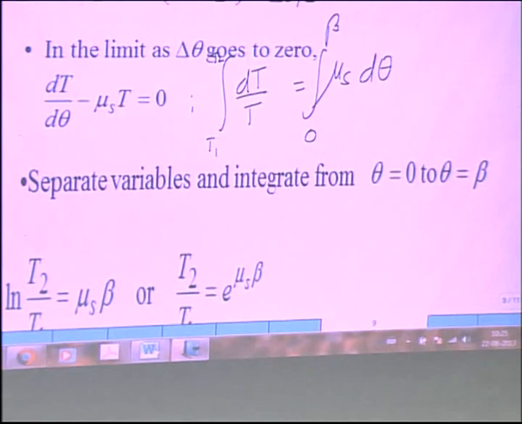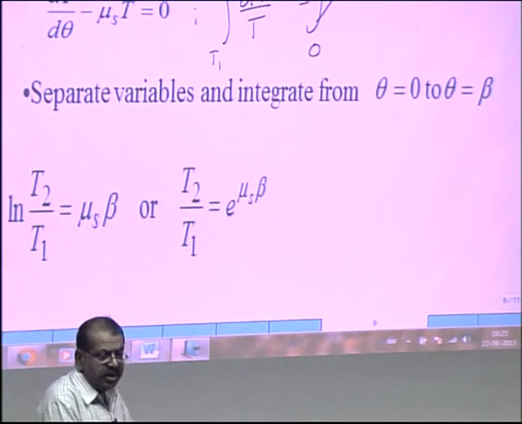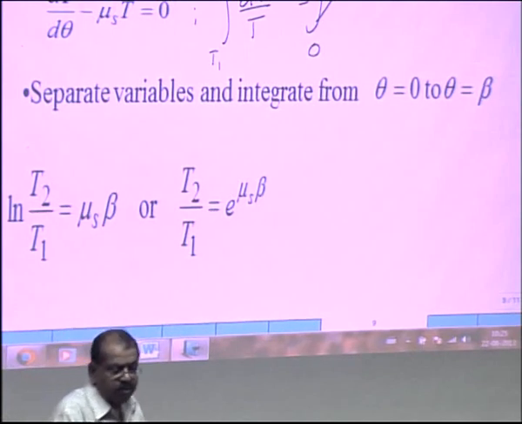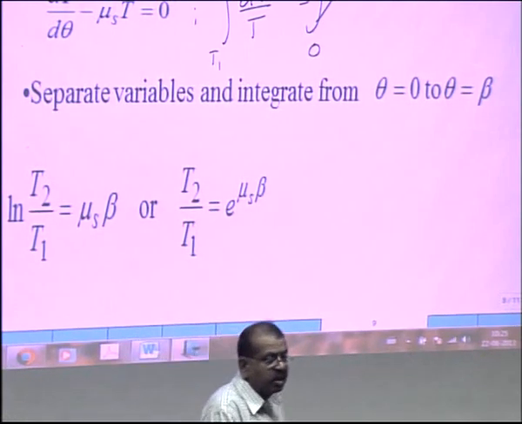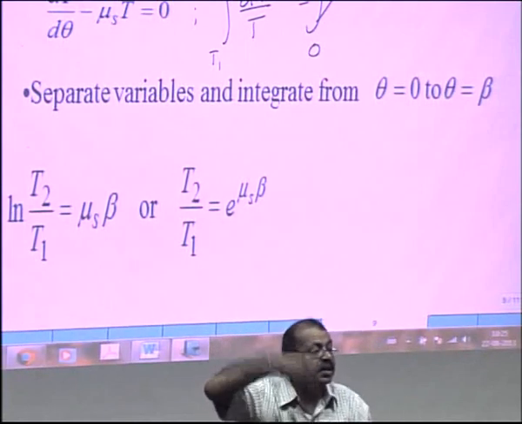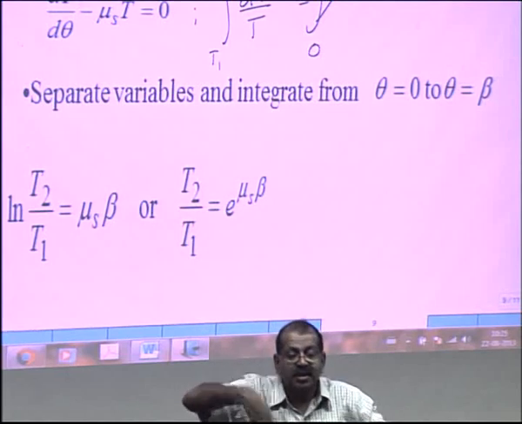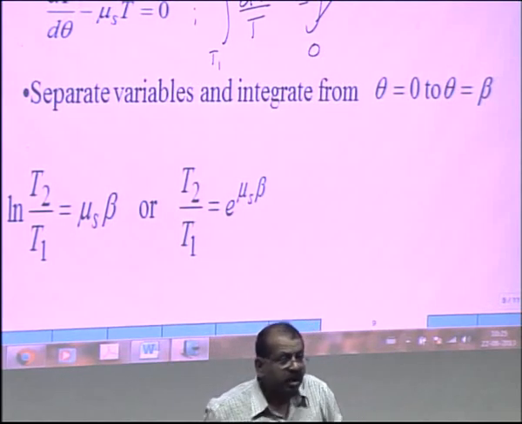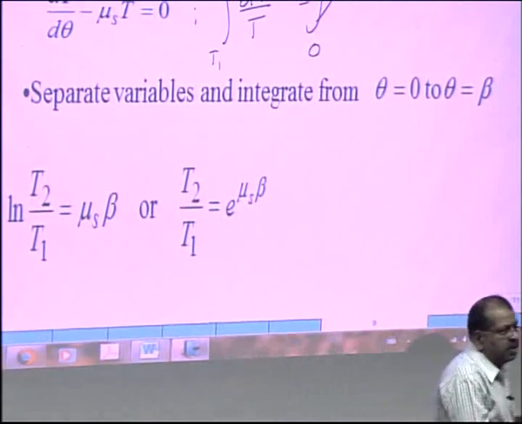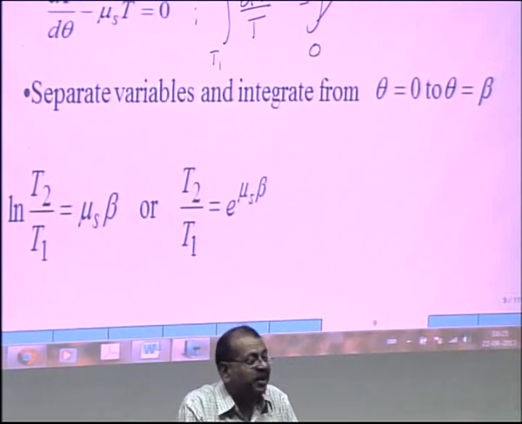So, when we do this, we get log of t2 upon t1 is equal to mu s beta, and that gives us a relation between the two belts, that t2 upon t1 is equal to exponential mu s beta. So, that means with the angle of wrap, the tension increases in an exponential way. This is something which we know, even we use this many times without probably realizing this.